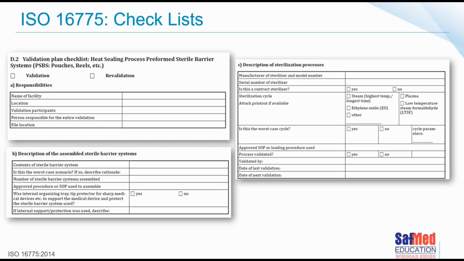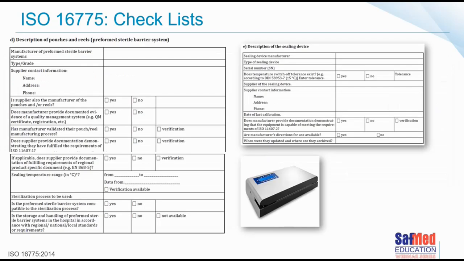when you describe the sterilization process it went through, it's quite in depth, as you can see. The sterilizer, its make, its model, its serial number, the type of sterilant, is it steam, is it plasma, is it vaporized hydrogen peroxide? Is it the worst case scenario? What else is on the checklists?